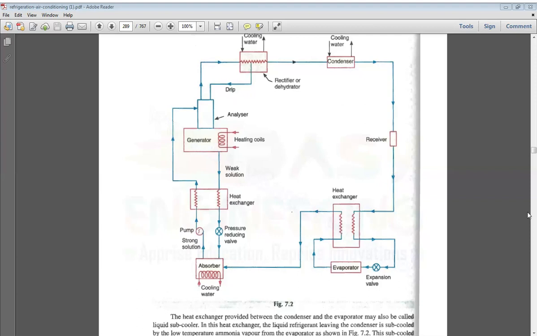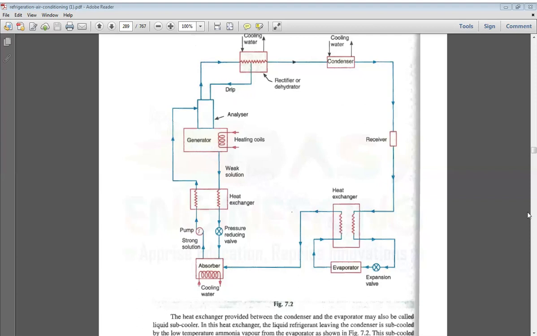And we use two heat exchangers. One heat exchanger we locate between the generator and absorber, and one more heat exchanger is located between the receiver and evaporator. The main thing is we try to utilize the maximum heat energy, and based on the usage of the heat energy, we try to reduce the heat input into the generator. That is our main intention. So we try to explain this here.